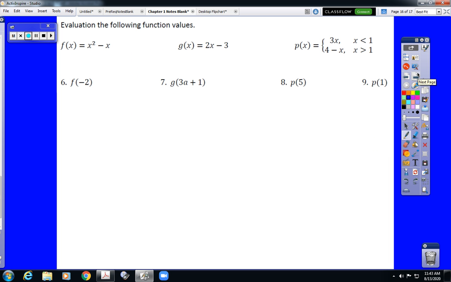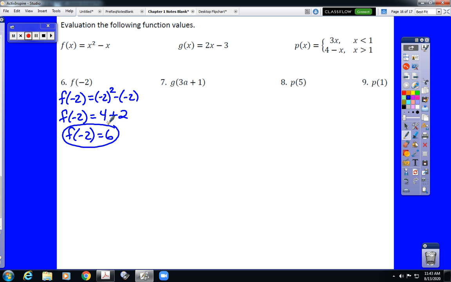On evaluating the function, the first two should be relatively straightforward. We're just plugging in that value for x. So f of -2 means that we use our f of x function, and we say -2 squared minus -2. So f of -2 would be 4 plus 2, or 6.